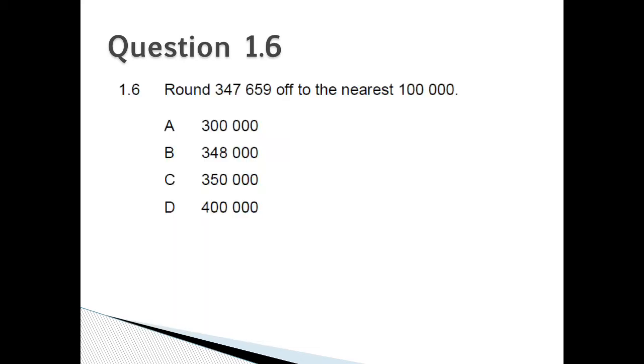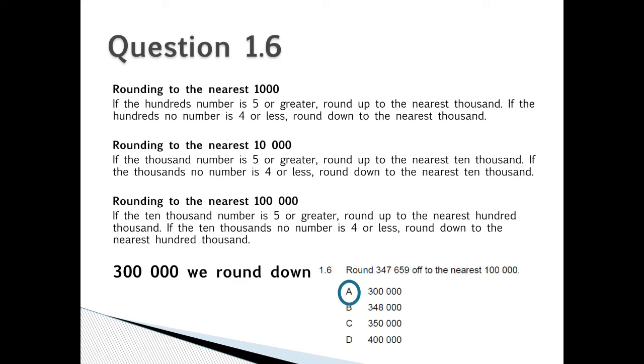Round off 347,659 to the nearest 100,000. Is it A, 300,000, B, 348,000, C, 350,000, or D, 400,000? When you are rounding off to the nearest thousand, if the hundreds number is 5 or greater, round up to the nearest thousand. If the hundreds number is 4 or less, round down to the nearest thousand. If you are rounding to the nearest 10,000, if the thousand number is 5 or greater, round up to the nearest 10,000. If the thousands number is 4 or less, round down to the nearest 10,000.